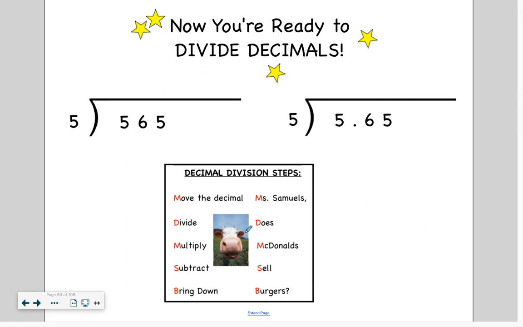Looks very similar, except now we have this cow. Instead of just dividing, multiplying, subtracting, and bringing down, we have to say, Ms. Samuels, does McDonald's sell burgers? What does that mean? First, we need to move the decimal. I like to remember it with this cow because I think to myself, move the decimal. You'll see what that means in our next slide.